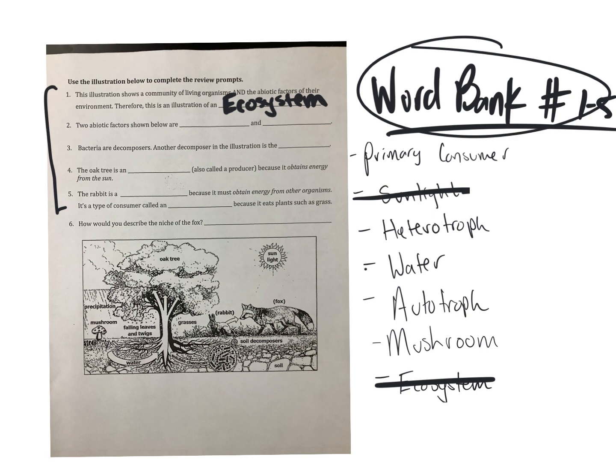So number 2, two abiotic factors shown below are, and of the word bank options that I had, we would have sunlight and water. Okay, there are other choices you could have chosen as well. If you chose precipitation and soil or soluble chemicals, all of those are non-living, so those would have been acceptable answers as well.